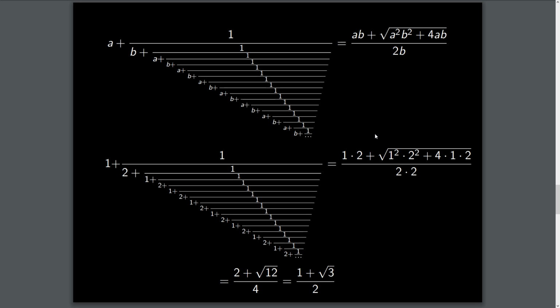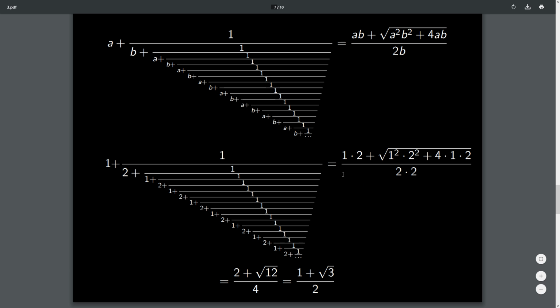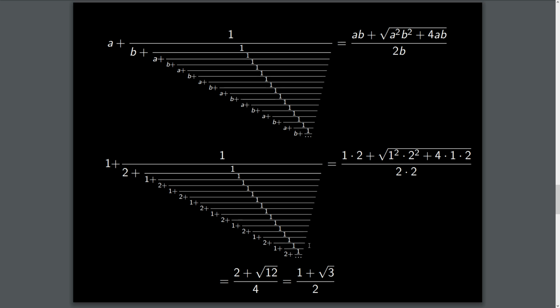Now, let's look at one specific example. Assume that we have this periodic continued fraction: 1 plus 1 divided by 2 plus 1 divided by, and so on. Now, our a term is 1 and the b term is 2. So we are only substituting into this expression, and thereby we obtain that, provided this expression converges, the value is going to be 1 plus the square root of 3, divided by 2.